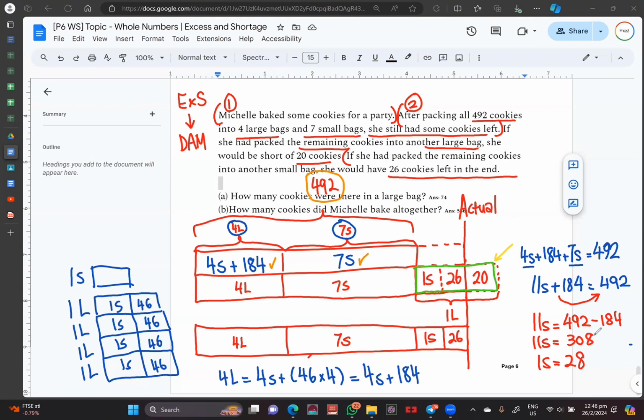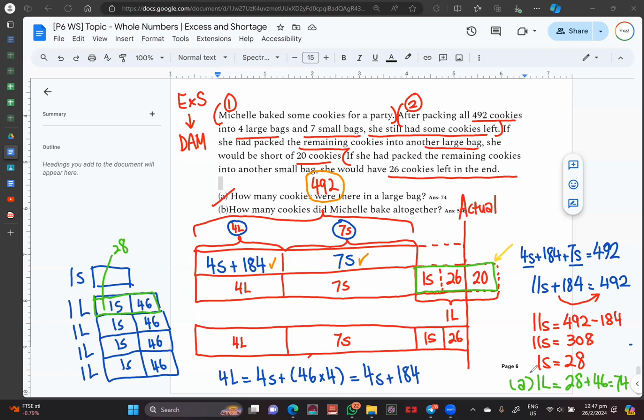Now once you're done with this, of course, you want to solve A. It says how many cookies were there in a large bag? Oh, this is pretty easy, because in a large bag, that means in one large bag. So this is where I will be looking at. In one large bag, this is exactly what I'm looking at. Since I know that 1 small is 28, this is basically 28. Am I making sense? So therefore, in one large bag, it will basically be 28 plus 46. When you do 28 plus 46, you get an answer of 74. So this is my answer for A.